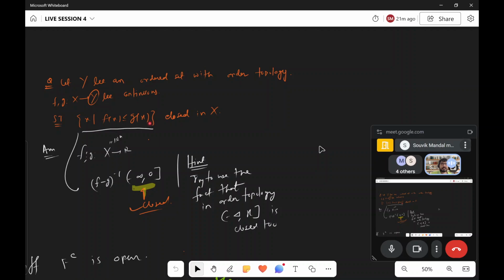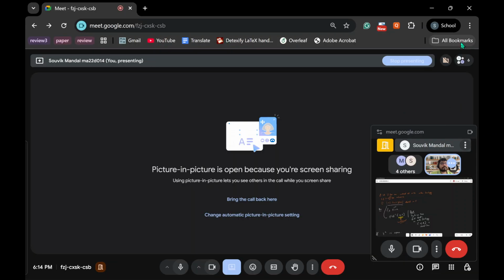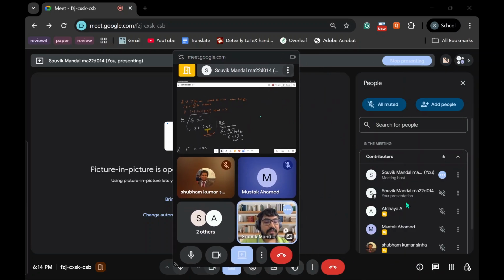So in real analysis, this argument can be achieved by considering f minus g. But in topology, there is no such option. Here, the order topology plays an important role, in that open intervals are open. That's the advantage of using the order topology. So that's what the argument is. Is it clear?